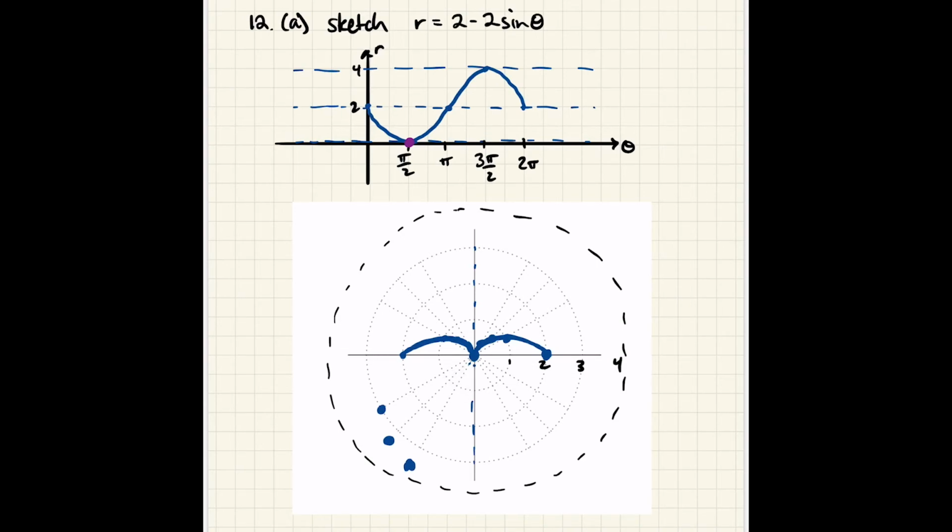All right, and finally, let's plug in 3 pi over 2. Sine of that is negative 1. So this is like 2 minus negative 2, which is 2 plus 2, which is like 4. Okay, and again, by the symmetry, we are expecting those points there. And so I think we're ready to connect the dots here. And what we get is a nice little cardioid. Very good.